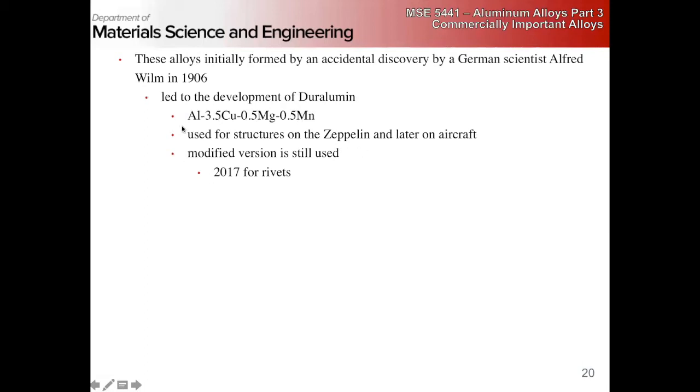It's sort of outdated. It was originally developed for use on Zeppelins and early aircraft. Its composition: aluminum, 3.5 copper, 5 magnesium, 5 manganese. There's modified versions still in use. There's 2017 for rivets, which, unlike the 2024 T4 icebox rivets that I talked about, 2017 rivets can be held at room temperature and still be bucked because they don't age at room temperature.